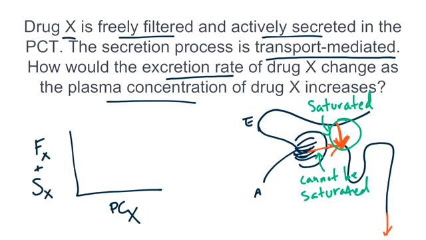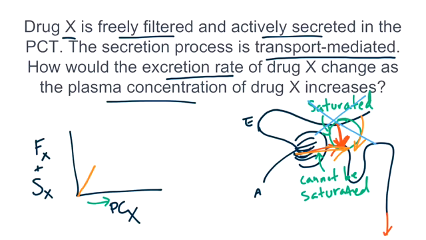As the plasma concentration of drug X increases, both filtration and secretion are able to increase. So filtration and secretion can both increase. So the slope of the line here is pretty steep at first. However, once the transport-mediated secretion process becomes saturated, it's no longer able to increase any additional secretion of drug X into the proximal convoluted tubule. So let's just say this becomes saturated and can no longer participate.